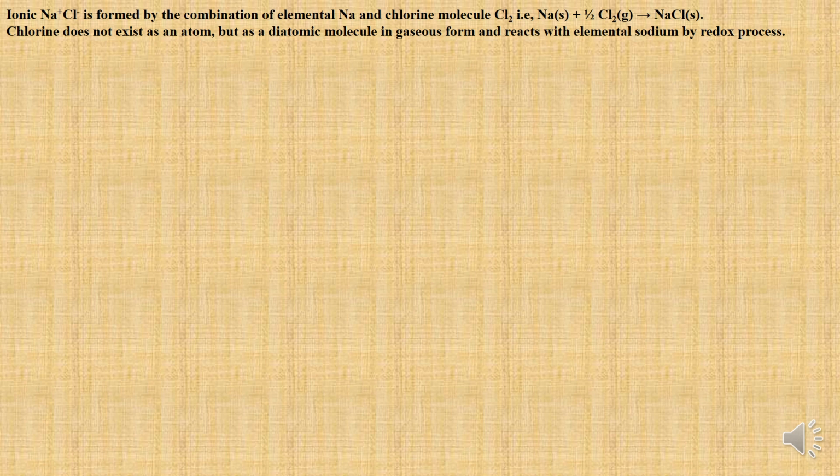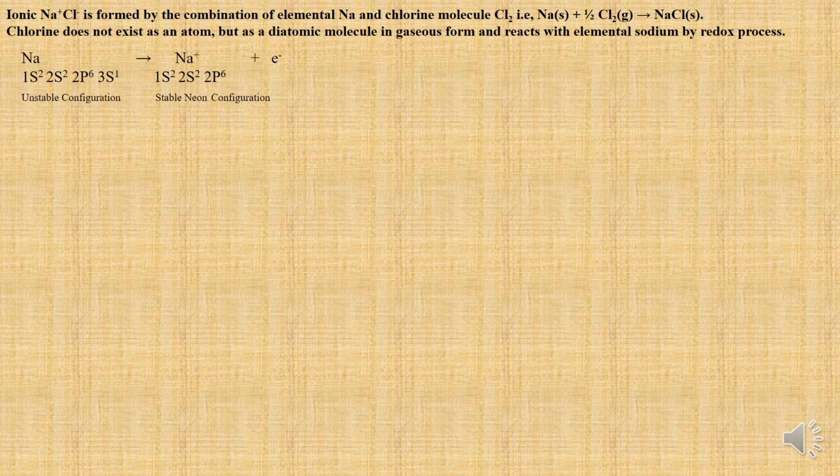Now sodium chloride, the common salt, is formed by combination of elemental sodium and chlorine molecule. Now students are generally under the misconception that elemental sodium reacts with elemental chlorine. That is wrong, because chlorine exists naturally in the diatomic form. So chlorine does not exist as an atom, but as a diatomic molecule in gaseous form, and reacts with elemental sodium by redox process. And let us try and understand this redox process.